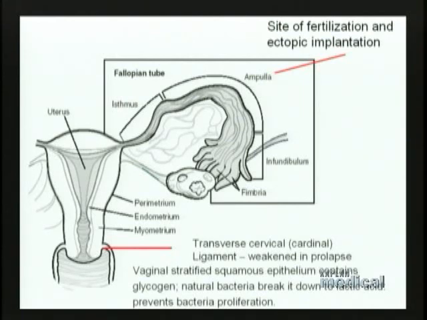The epithelium of the vagina is worthy of note. It's a stratified squamous epithelium that contains prominent amounts of glycogen. Natural bacteria in the vagina break down that glycogen and convert it to lactic acid. It's that lactic acid that prevents proliferation of bacteria that have been introduced from the outside world into the lumen of the vagina.